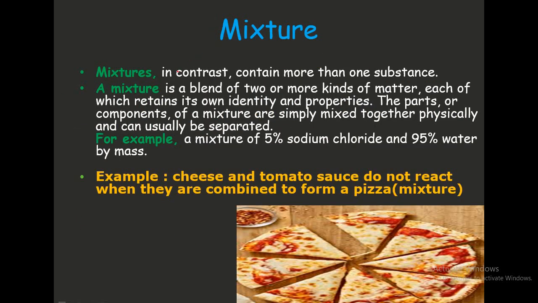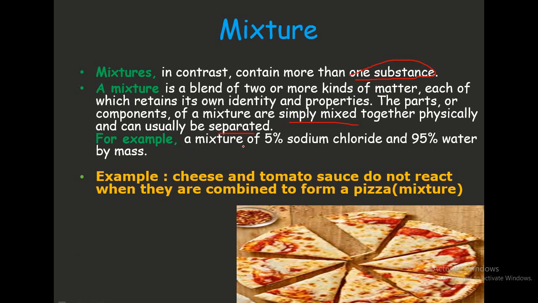Mixtures, in contrast, contain more than one substance. A mixture is a blend of two or more kinds of matter, each of which retains its own identity and properties. The components of a mixture are simply mixed together. When you mix two substances together physically, they can usually be separated, like pizza, like salad. You can separate the vegetables in the salad, so it's a mixture.